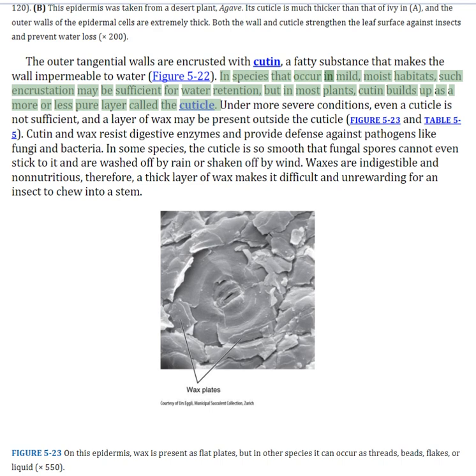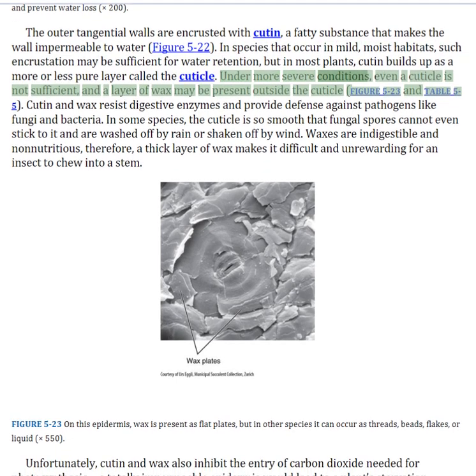In species that occur in mild, moist habitats, such incrustation may be sufficient for water retention, but in most plants, cutin builds up as a more or less pure layer called the cuticle. Under more severe conditions, even a cuticle is not sufficient, and a layer of wax may be present outside the cuticle, Figure 5.23.